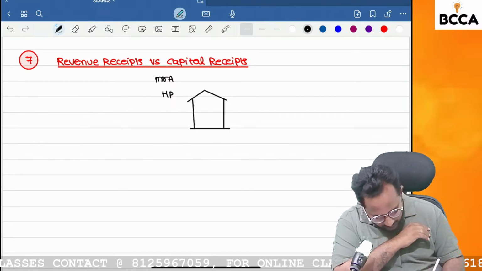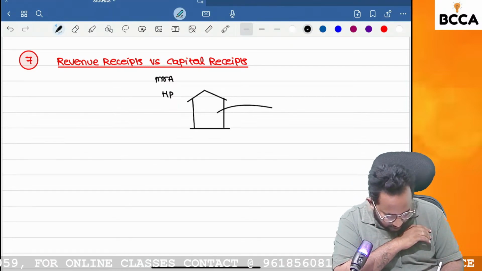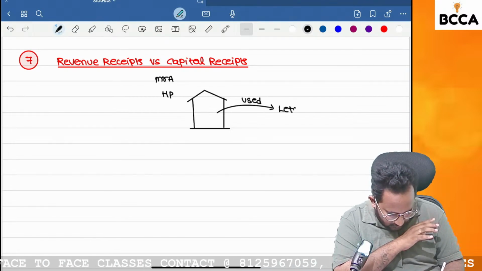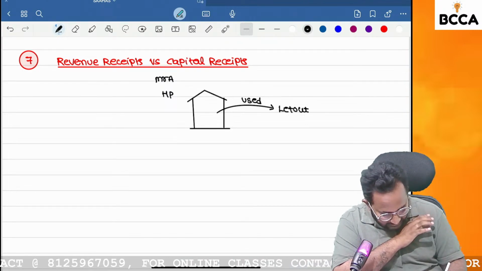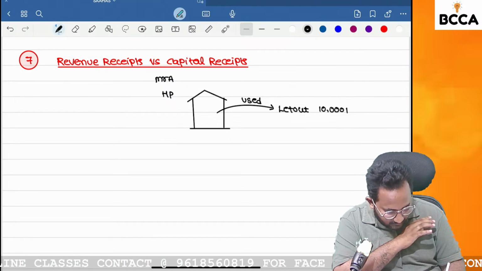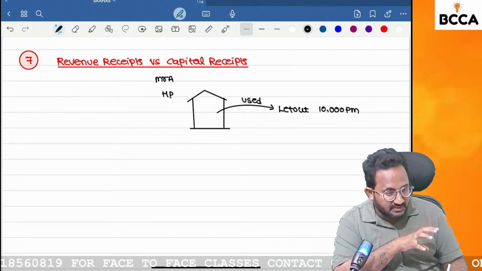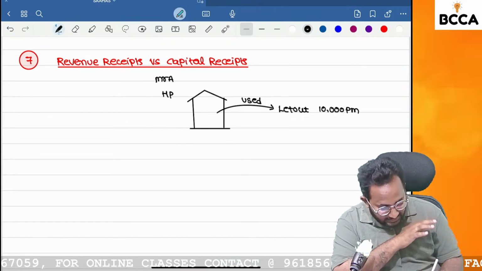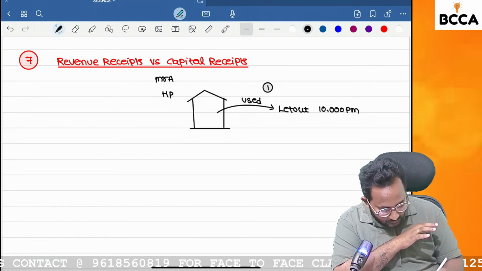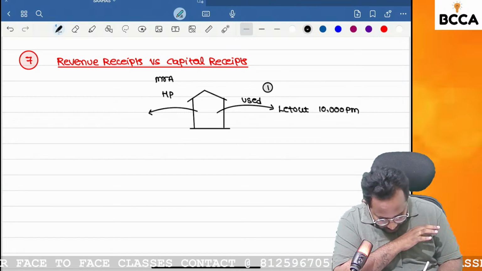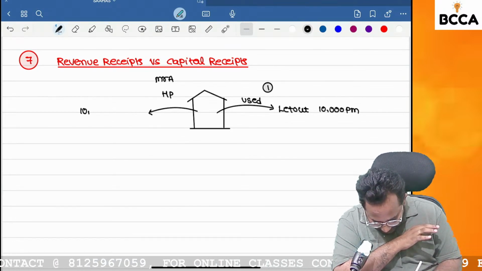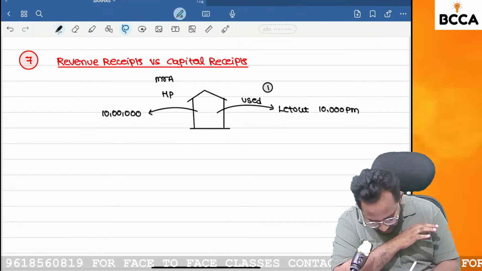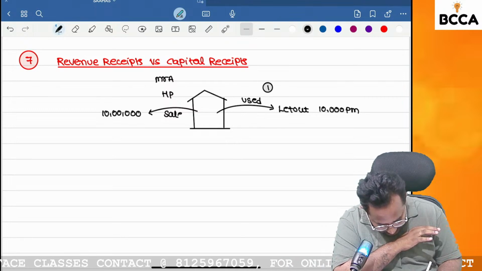In this situation, he uses that house on a let out basis. He wants to give this house on a let out basis, and he earns an income of 10,000 per month. Second, he has another option also. He can sell this house for 10 lakh. So, second, he sold that house.